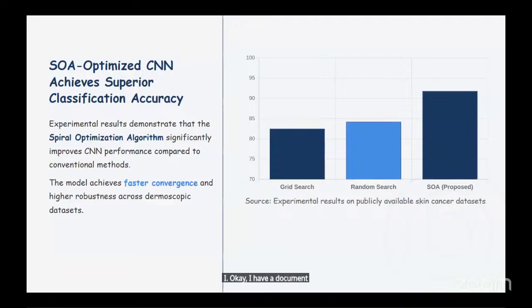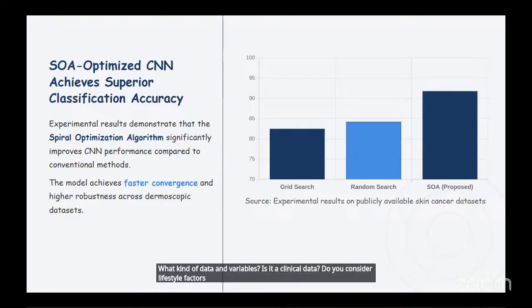Okay, continue. I'm listening. And secondly, the data set you used, you didn't tell us the shape of the data set. You didn't let us know the number of patients that are available in the data set. What kind of data and variables? Is it clinical data? Do you consider lifestyle factors with imaging data in this? That's my question. Thank you.